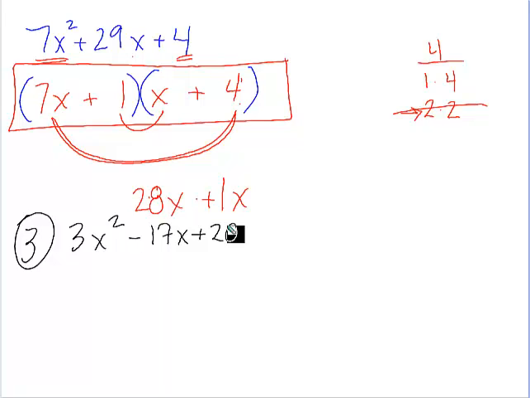So what two numbers do I need to multiply together? The 20 and the 3. So what is 20 times 3? 60. Okay, so now we have the 60. We list out all the factors of 60 that we can think of until we find ones that add to give us 17.